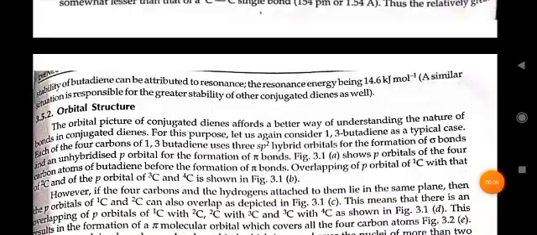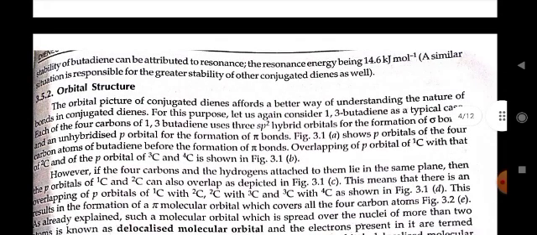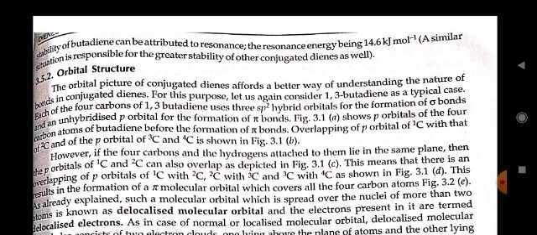A similar situation is responsible for the greater stability of other conjugated dienes as well. Orbital structures. The orbital picture of conjugated dienes affords a better way of understanding the nature of bonds in conjugated dienes. For this purpose, let us again consider 1,3-butadiene as a typical case. Each of the four carbons of 1,3-butadiene uses three sp2 hybrid orbitals for the formation of sigma bonds and an unhybridized p orbital for the formation of pi bonds. Figure 3.1a shows the p orbitals of the four carbon atoms of butadiene before the formation of pi bonds.